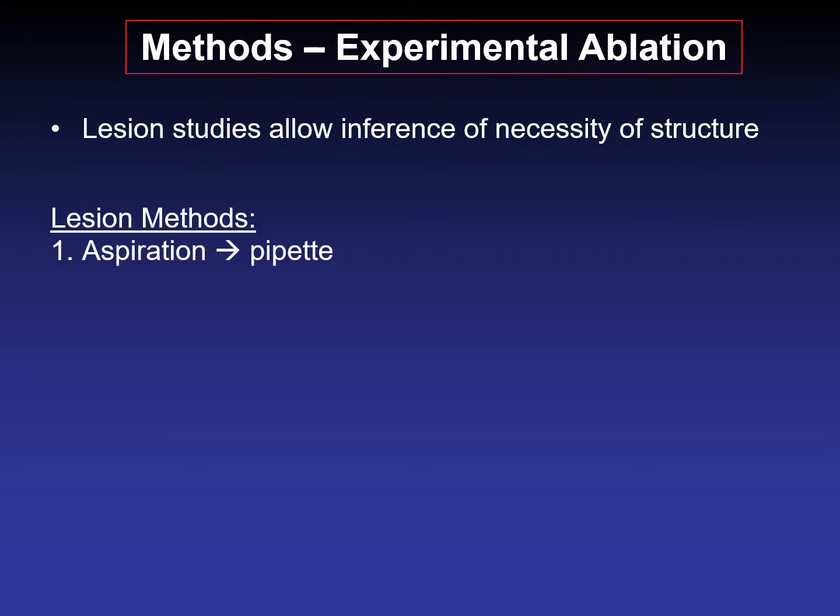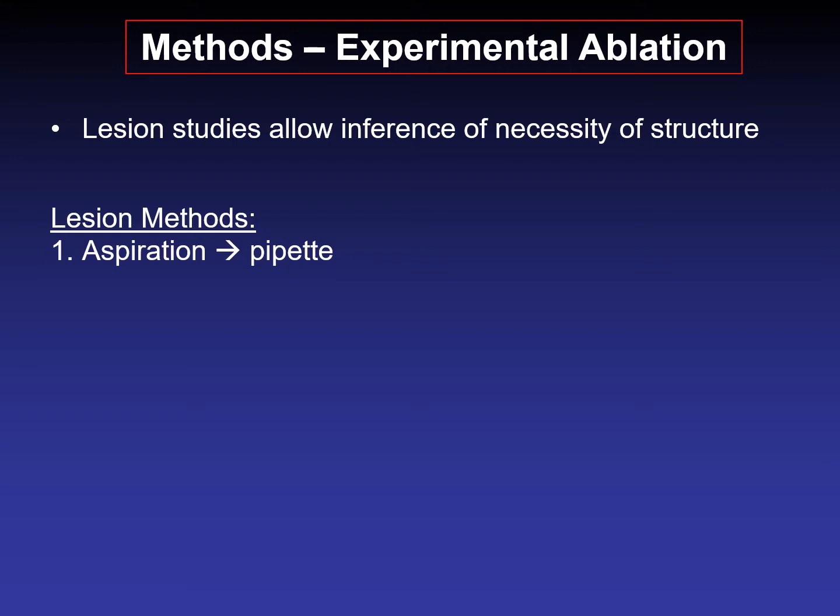Having discussed how neurons work and communicate with one another, we'll now talk about the methods that are used to understand how the brain works. And we'll begin with experimental ablation, or another word for ablation is lesion.